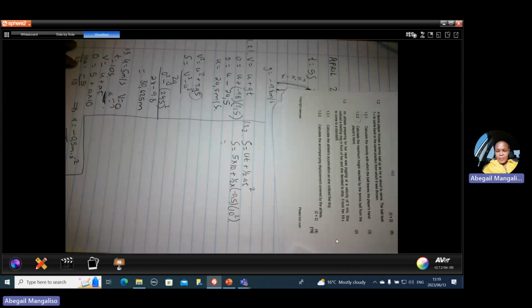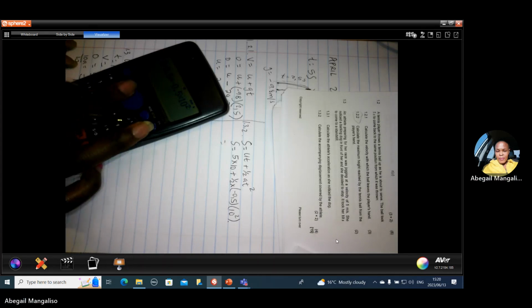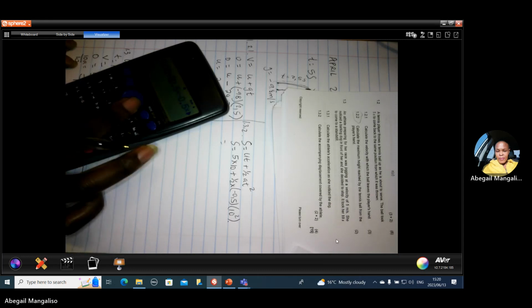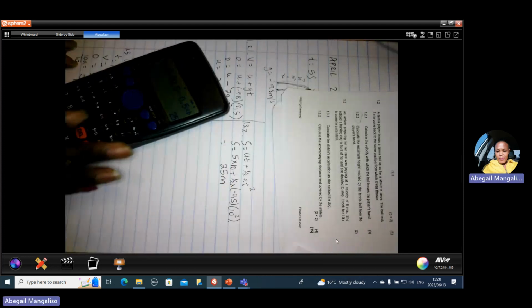Then you use your calculator and plug this in: 5 times 10 plus 0.5 times negative 0.5 times 10 squared. The answer to this will be 25. So the stopping distance will be 25 meters.